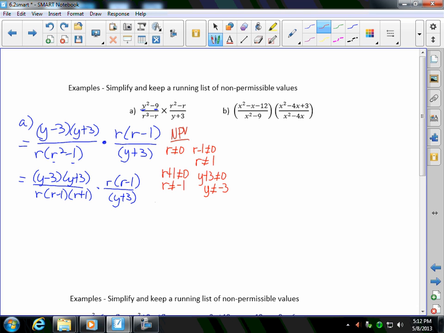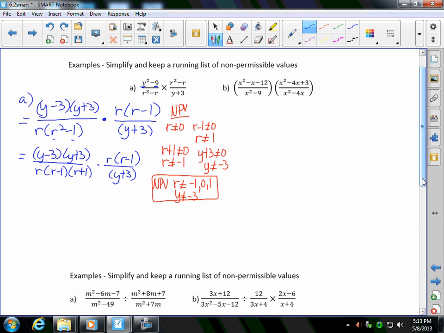So my restrictions altogether are going to be r not equal to negative 1, 0, and 1, along with y not equal to negative 3. So you have a few restrictions for that one. Okay, so now I have my restrictions. I can do my canceling.